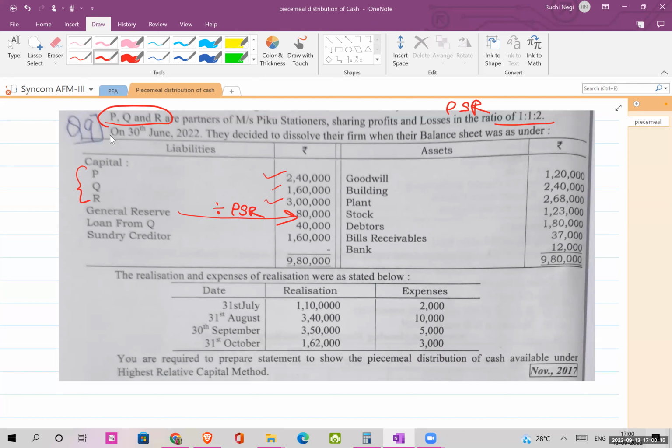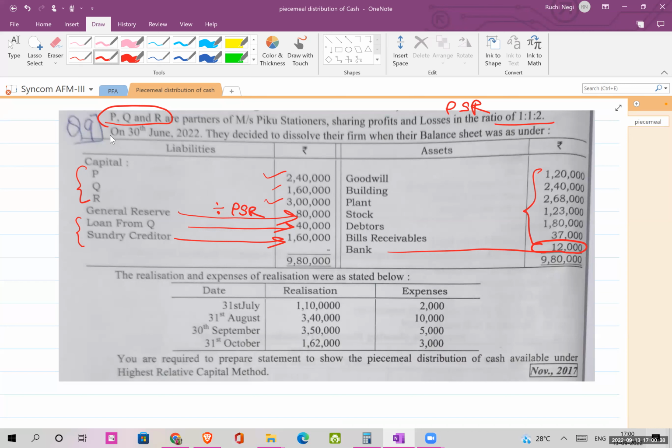Loan of Q, so this is a liability, and sundry creditors. This is also a liability. So these two will obviously be paid, correct? Now these are the assets against which bank is how much? They have 12,000 cash. Okay, so let's see out of this 12,000 how the piecemeal distribution payment has to be done.